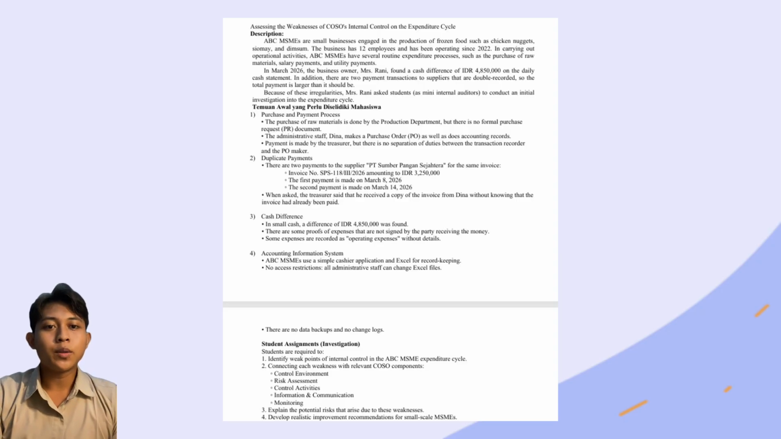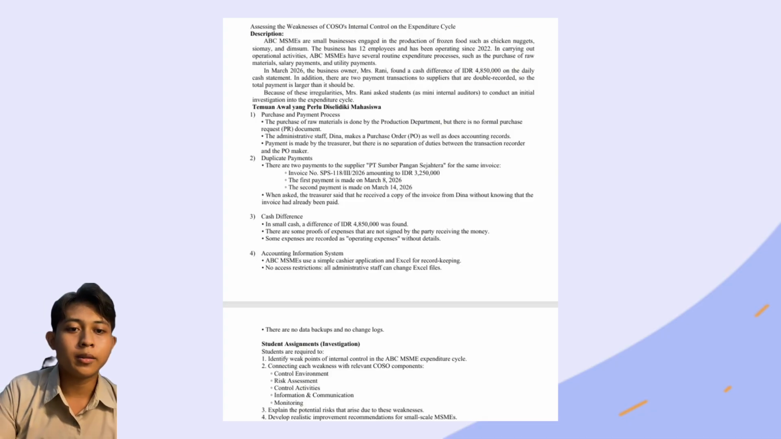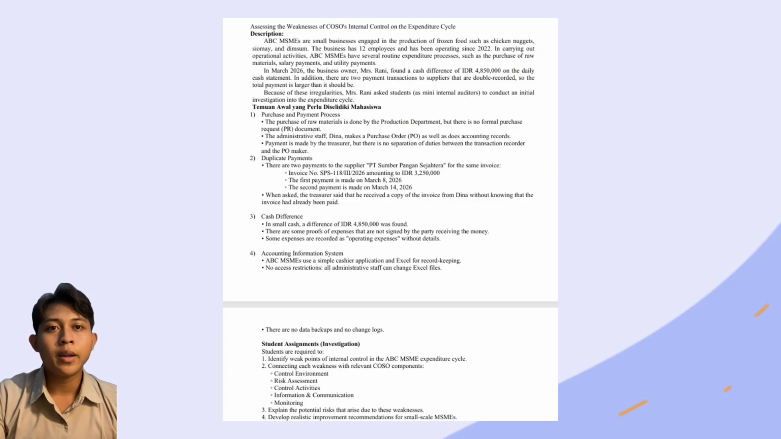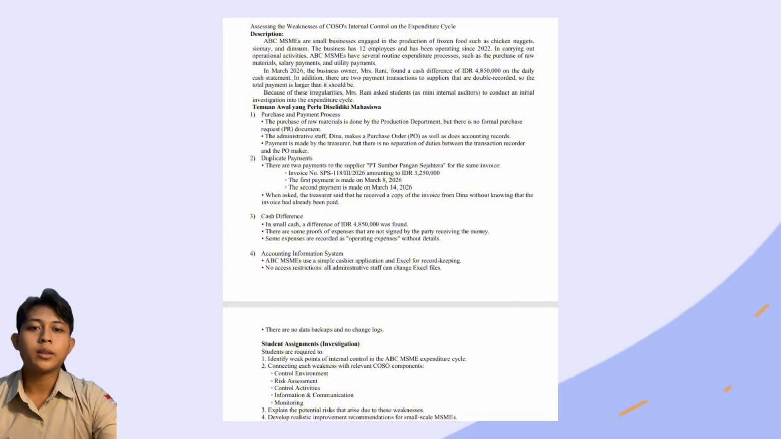Okay, let's move into the third question. There is a case study about assessing the weakness of COSO internal control in the expenditure cycle. In this case it is ABC MSME. You can see in this video the case study. I will analyze internal control weakness.